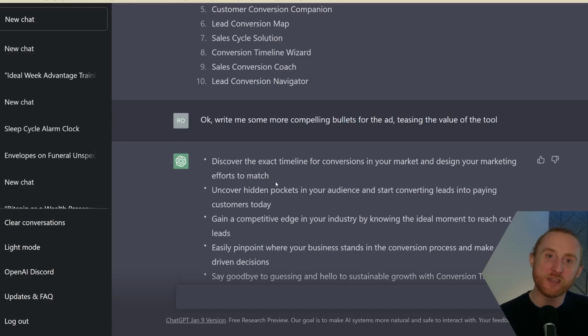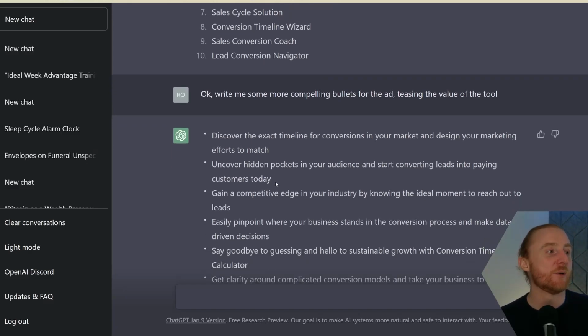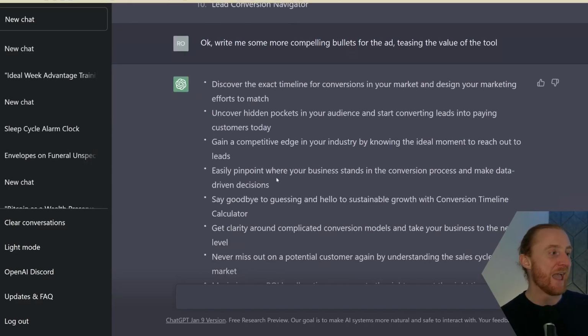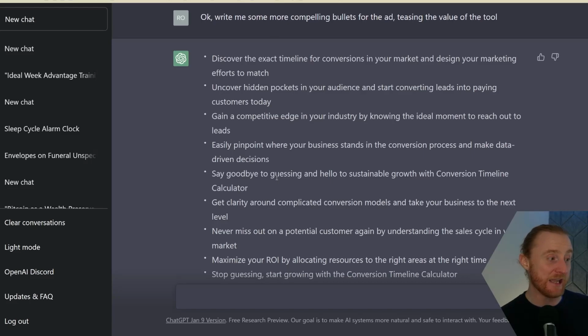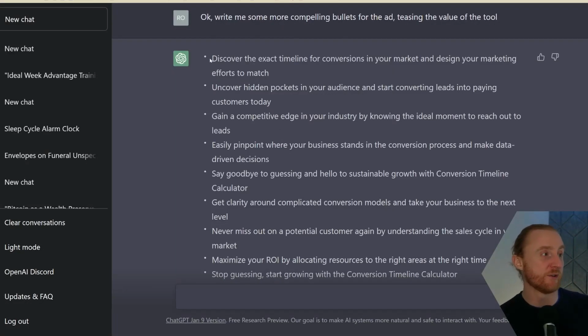Now I said, okay, write me some more compelling bullets for the ad, teasing the value of the tool. Okay. And it gave me these. And again, some of them were pretty good, right? I was looking at the ad and I was like, okay, these bullets are kind of okay, but they're not great. Some of them are in here, but let's just rewrite and get 20 bullets and then decide which ones we're going to put in, right? Very quickly here, it spat out some that are good, right?